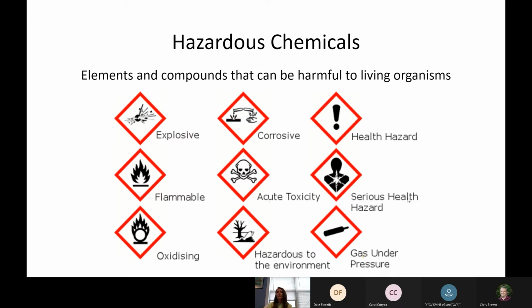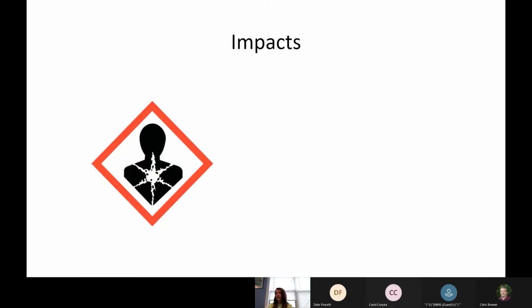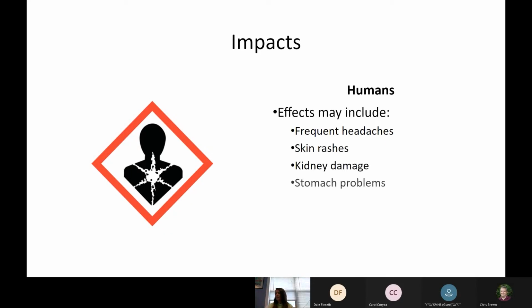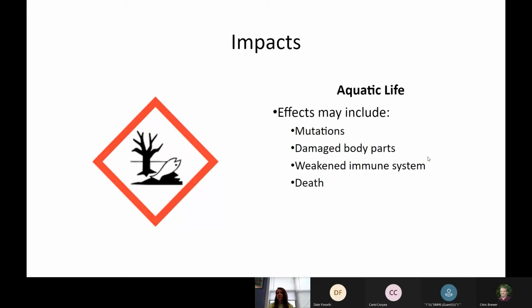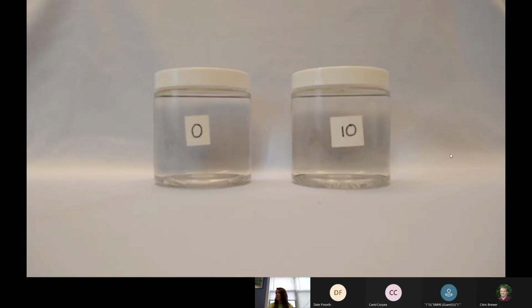Okay, so hazardous chemicals is another thing that can end up harming the health of our water. It, of course, has a lot of impacts on humans. As we mentioned, they're very harmful. So they can give us headaches, skin rashes, kidney damage, stomach problems, a whole lot of different things that would not lead to human survival. For aquatic life, it can lead to mutations, damaged body parts, weakened immune systems, and eventually death if there's too much.